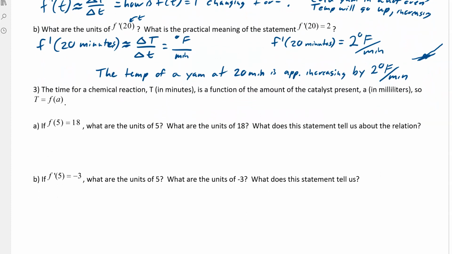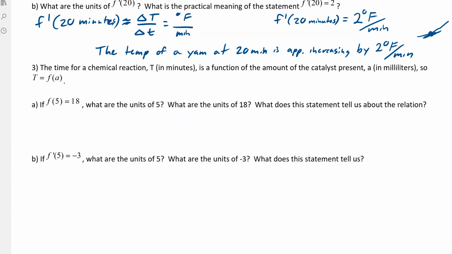All right, one more. So it says the time for a chemical reaction, T in minutes, is a function of the amount of catalyst present in milliliters. So T equals F of A. So again, T here in our function is minutes. It's the time, and it's in minutes. And A, that's the one we're inputting, is the amount of catalyst.